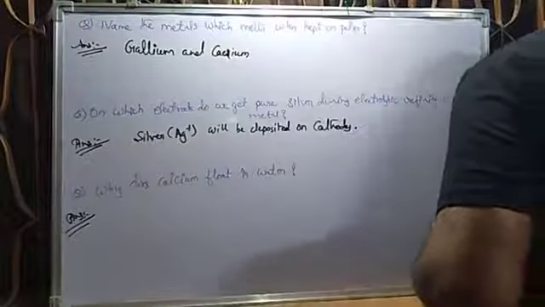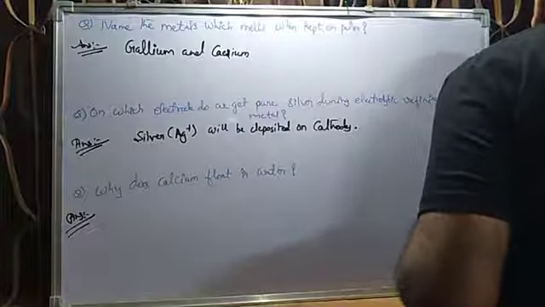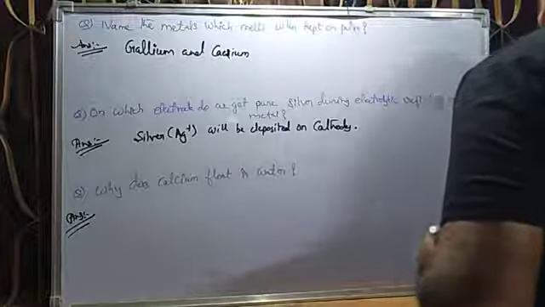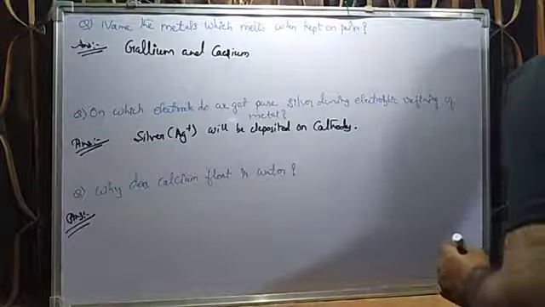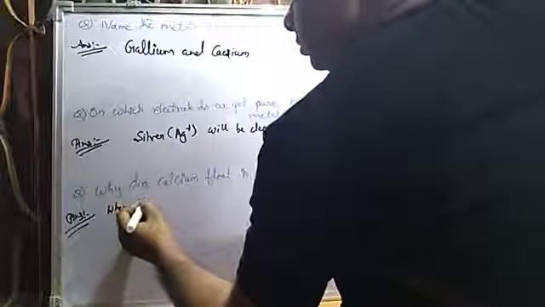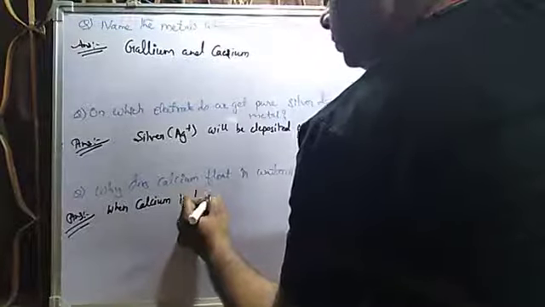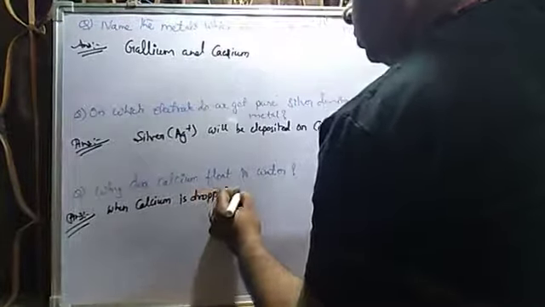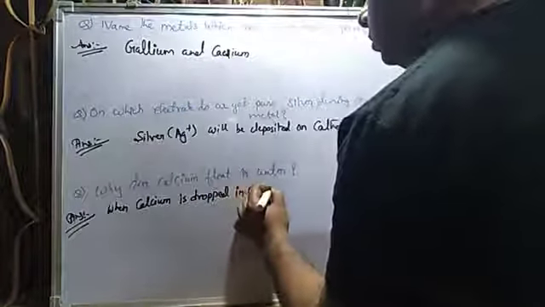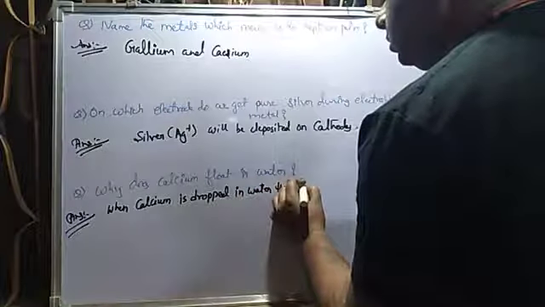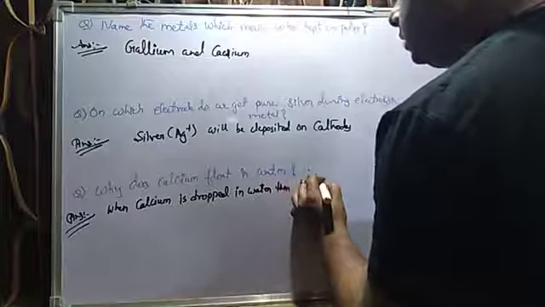Next, why does calcium float in water? When calcium is dropped in water, hydrogen gas is released, which sticks to the surface of the calcium.